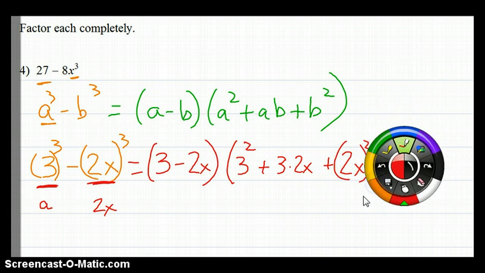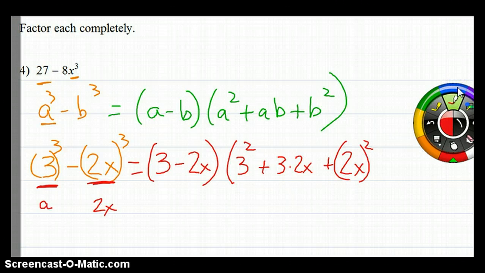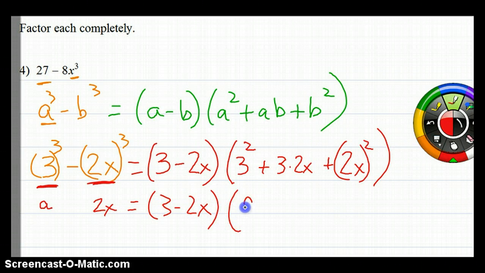Cleaning that up, the final answer. We'll have our 3 minus 2x. This times 3 times 3 is 9. We'll have this 6x again in the middle term, but be careful, 2x times 2x is a 4x squared. And this is how we factor cubics.